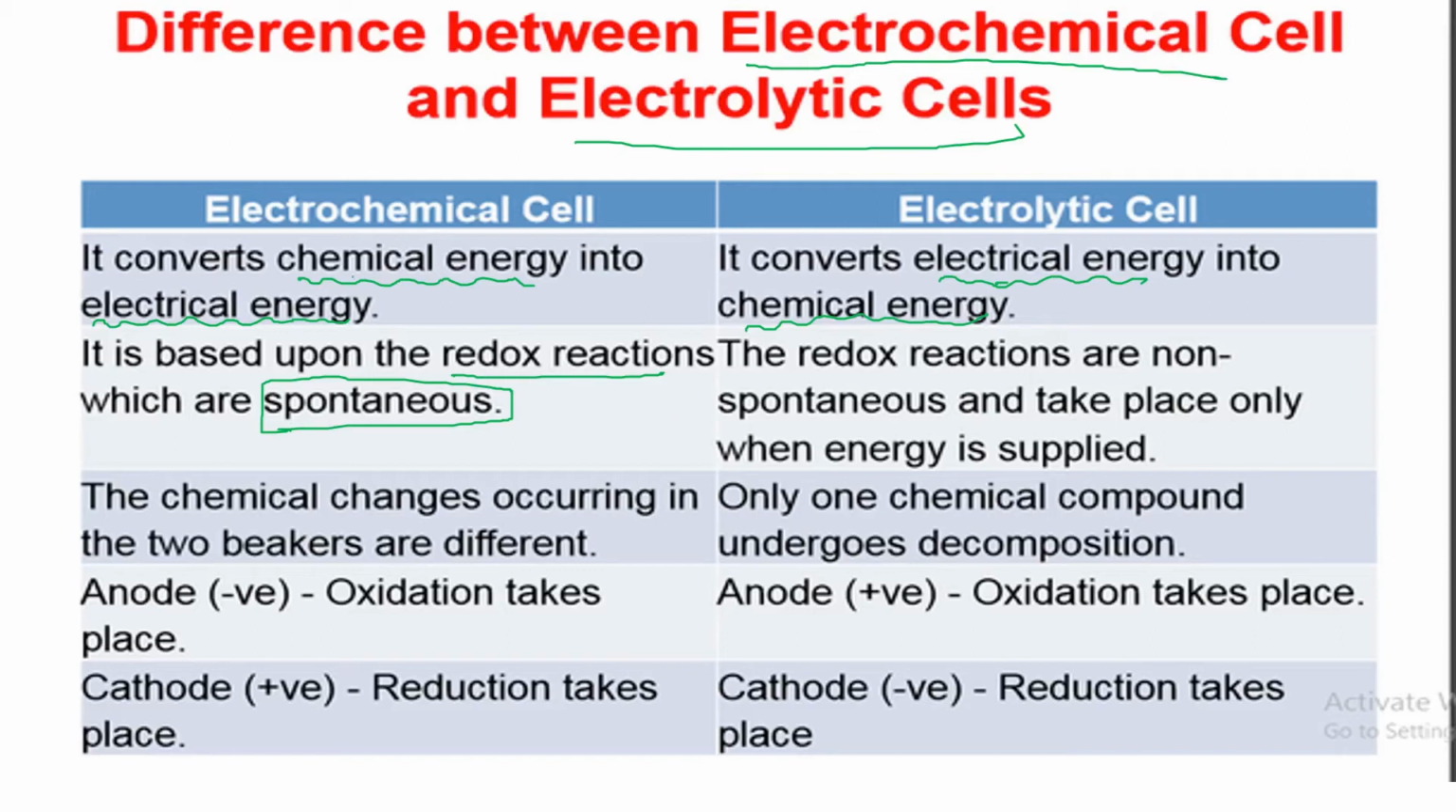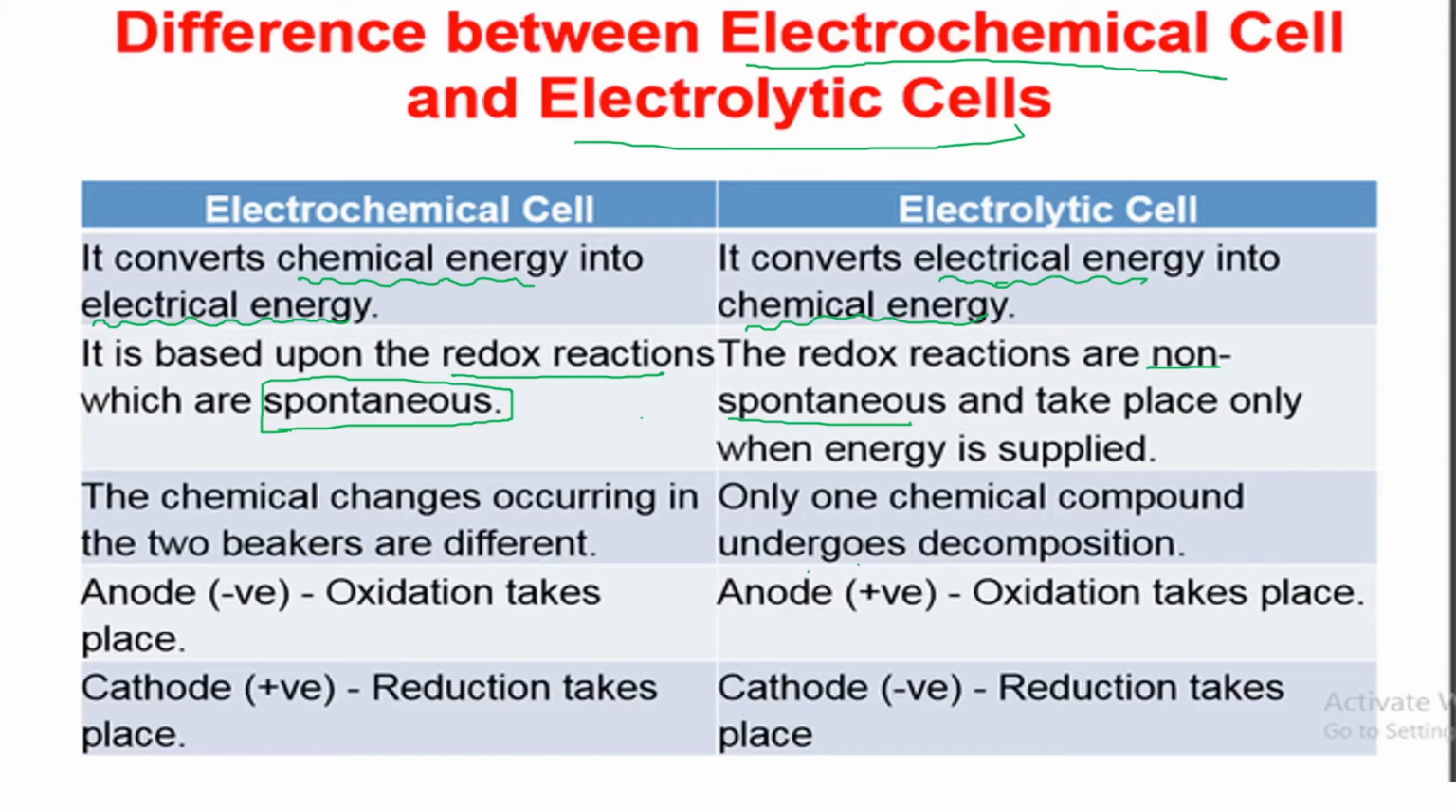So here we can see that the point can be written as: the redox reactions are non-spontaneous in nature, only when energy is supplied. And the third point is chemical energy changes occur in two beakers are different, and only one chemical component undergoes decomposition.